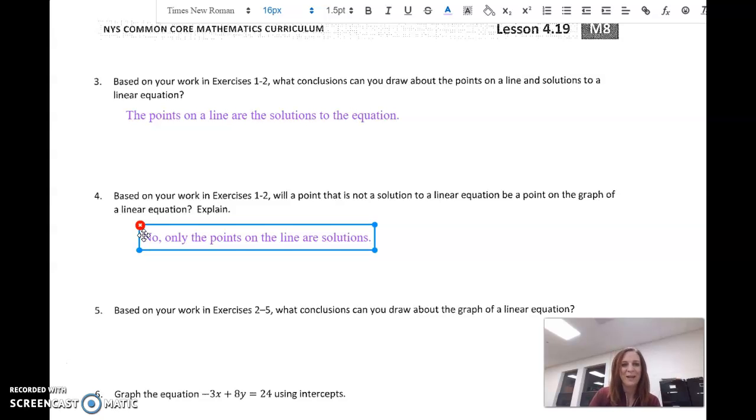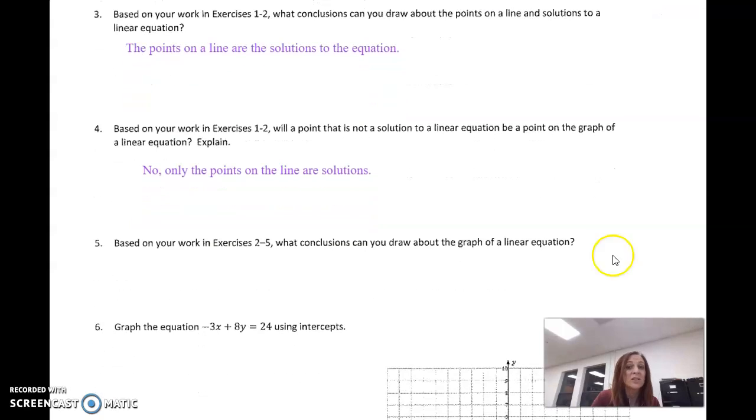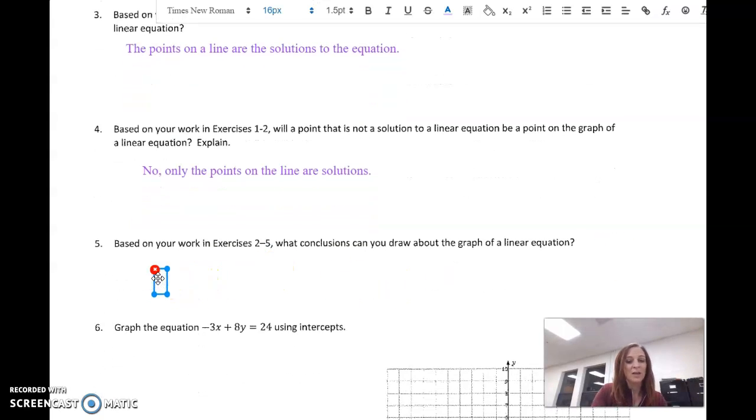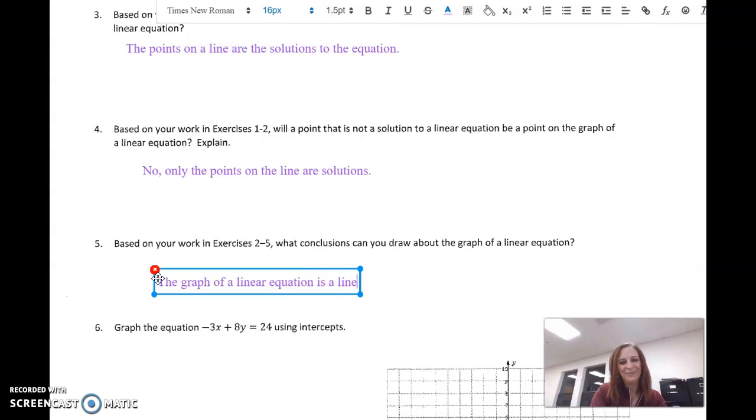And finally, based on your work, oh, sorry, that should be exercises 1 through 2 there. What conclusions can you draw about the graph of a linear equation? We're going to say the graph of a linear equation is a line. So any linear equation is going to be a line. We know it's linear because the variable terms are to the first power. Only the points on that line, and it's made of a bunch of little points, are solutions. Any other point off that line is not going to be a solution to that linear equation.